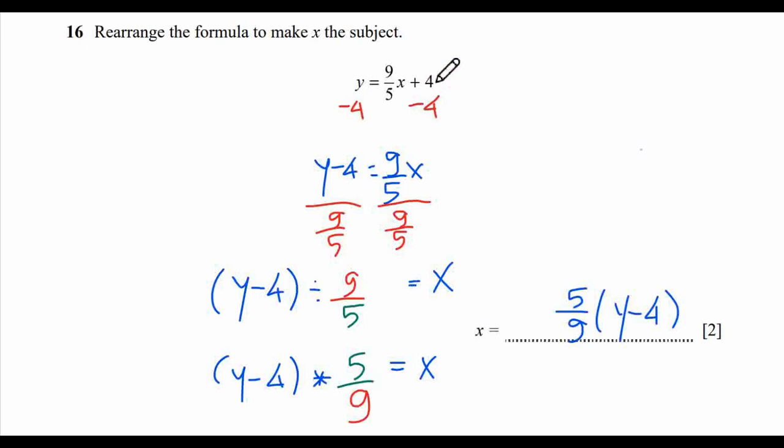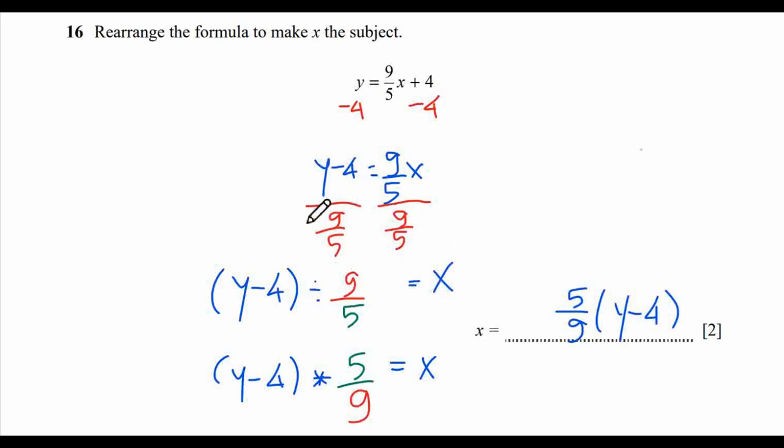Now, since we minus 4, this 4 is cancelled, so y minus 4 equals 9 over 5 x. Now, how to cancel 9 over 5? Since x has to be alone, 9 over 5 with x is multiplication, so the opposite of times is divide. So we divide both sides by 9 over 5. Now this is cancelled, this is cancelled, so what we have is x alone, x as the subject.